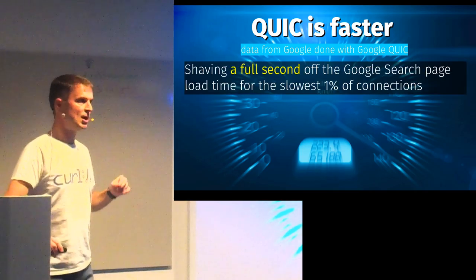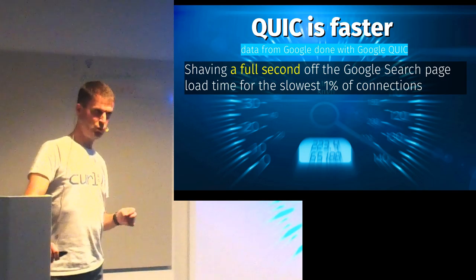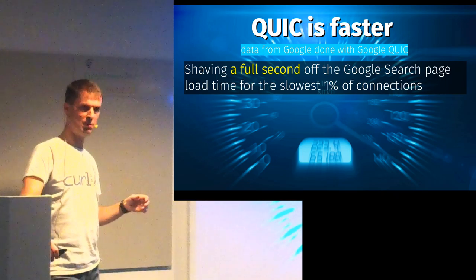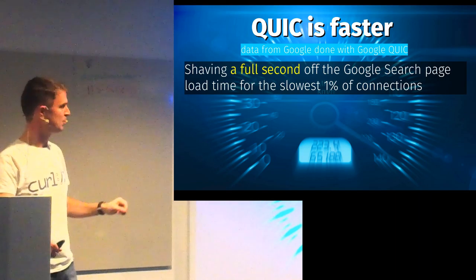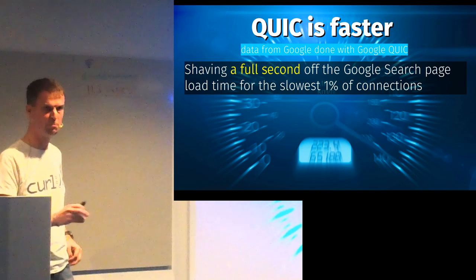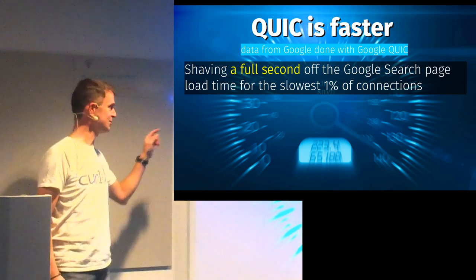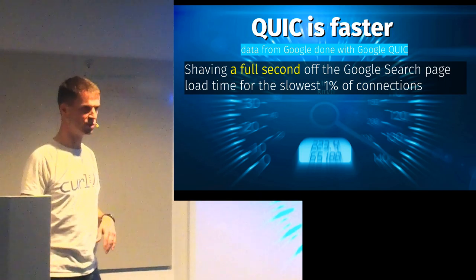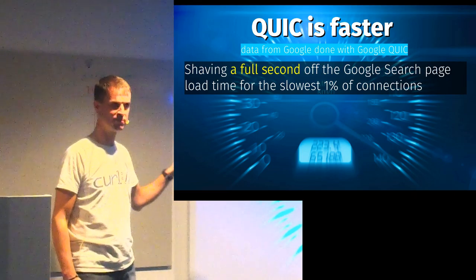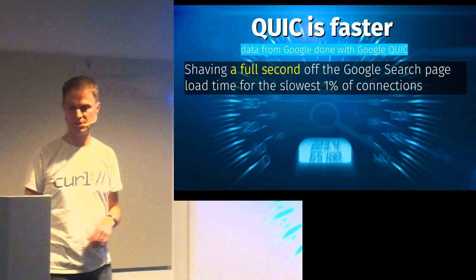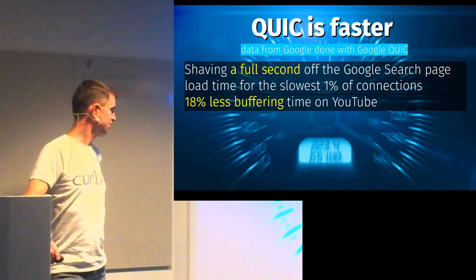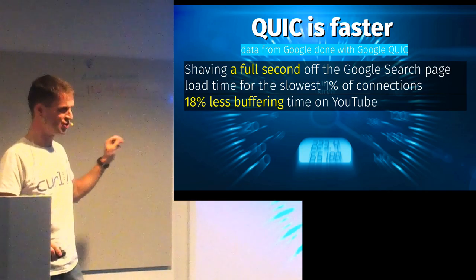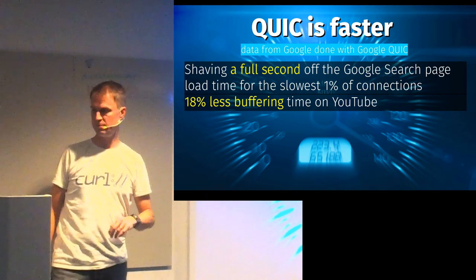Like HTTP 2, the biggest gains are, of course, among those that have the worst conditions to begin with. I mean, if you're in the last 99 percentile of the internet connections, you're probably in a really bad place to begin with. And those users, they could save a full second going to QUIC. And I don't know how much of a page load a full second is, but I guess it's not the full page load. I mean, that's the slowest 1% of the connections. And there's a lot less buffering and rebuffering on YouTube. I think a lot of this initial effort on QUIC was made to make YouTube better.